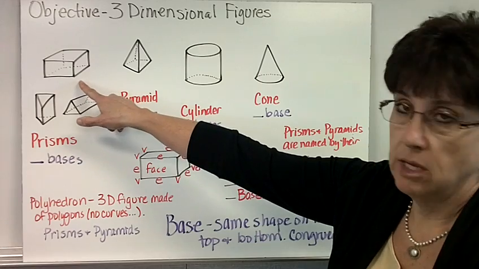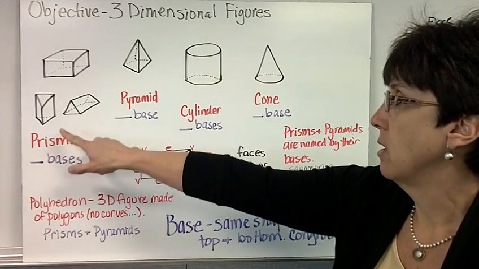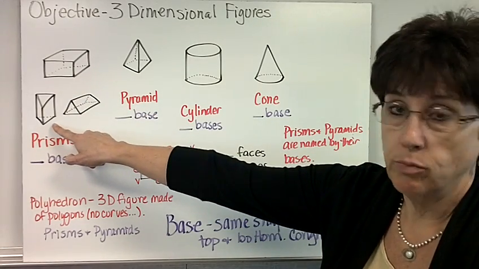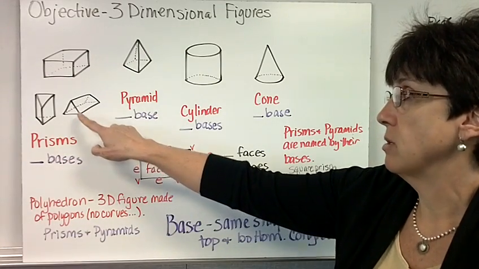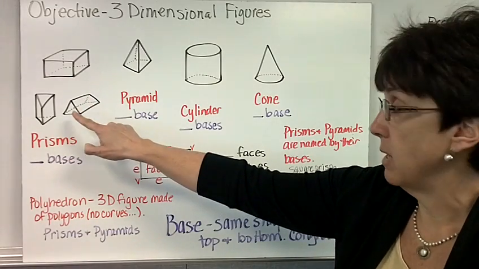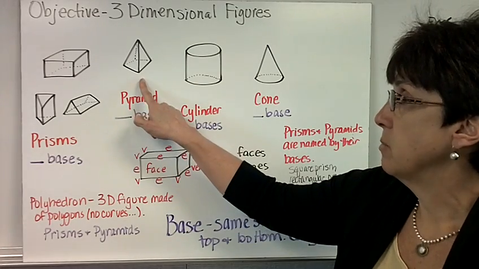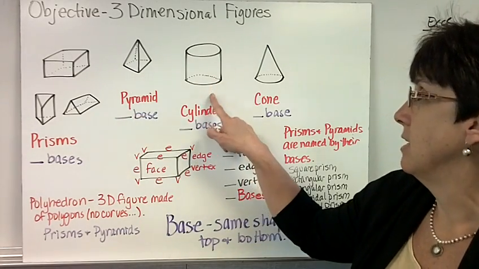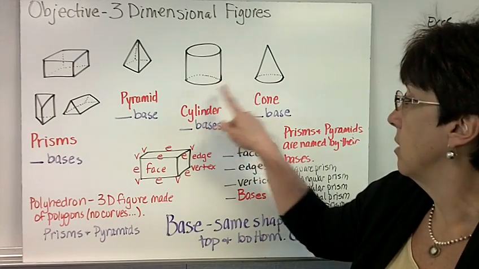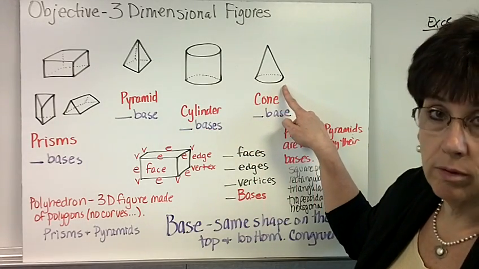This is a rectangular prism. This is a triangular prism that's standing on its base. This is a triangular prism where you can see the base in the front. This is a pyramid. It's a square pyramid. This is a cylinder, and this is a cone.